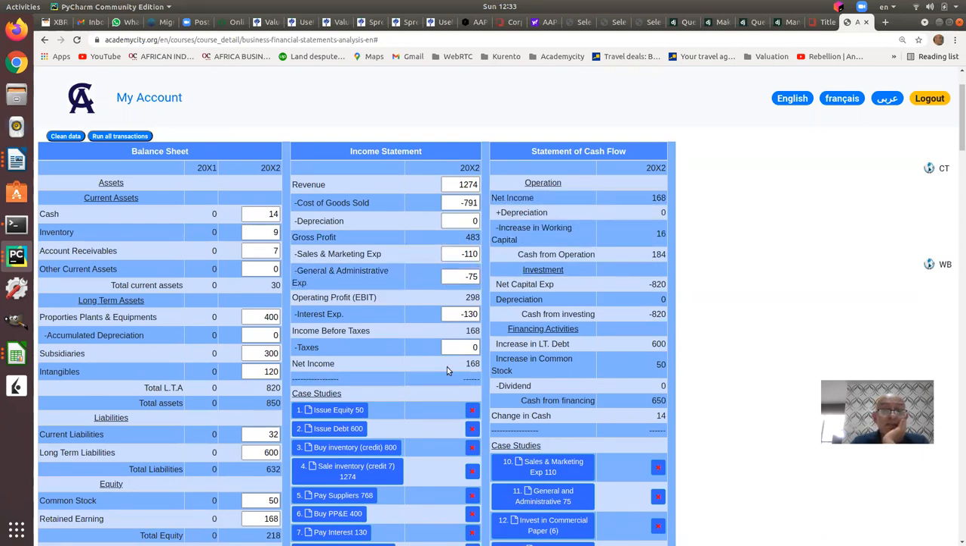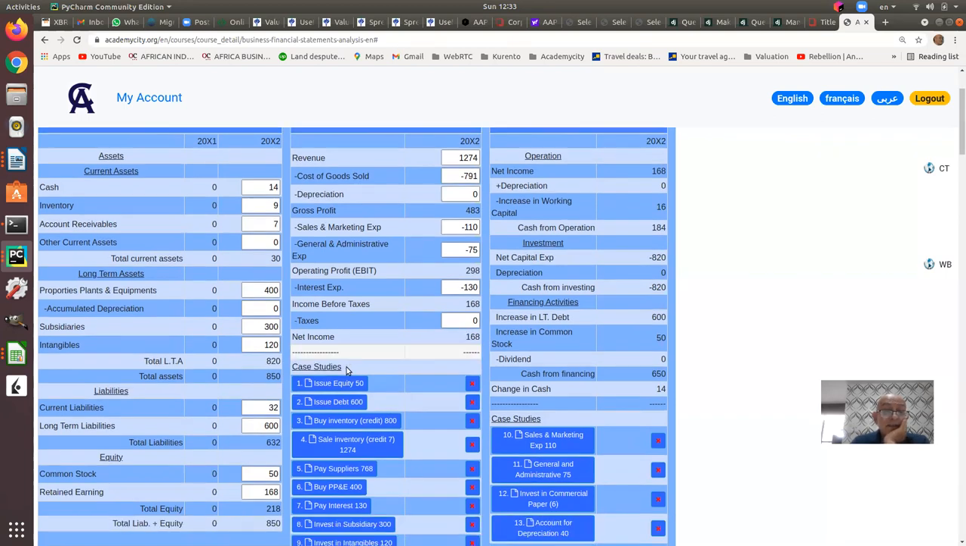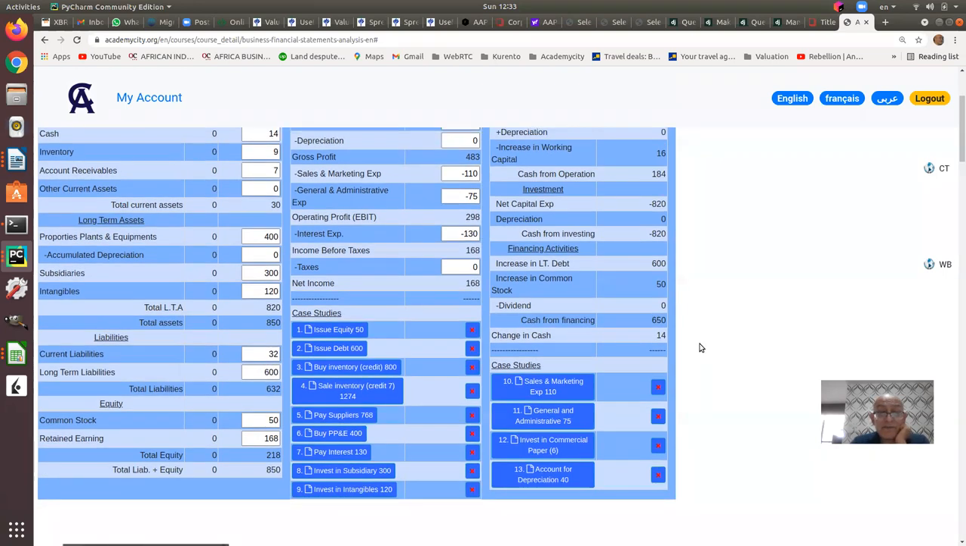We didn't really subtract all the other expenses. When we subtract all the expenses, we realize that our net income is only 168. Amazing. It always goes there. Amazing, this one, equity and liability always will be equal to total assets. It will always be that way, okay? Let's go to the next transaction, okay?